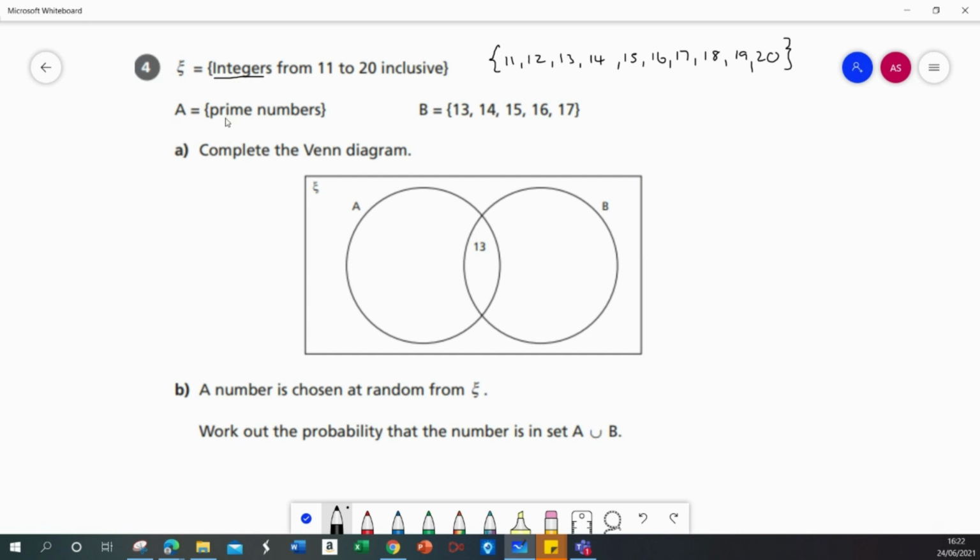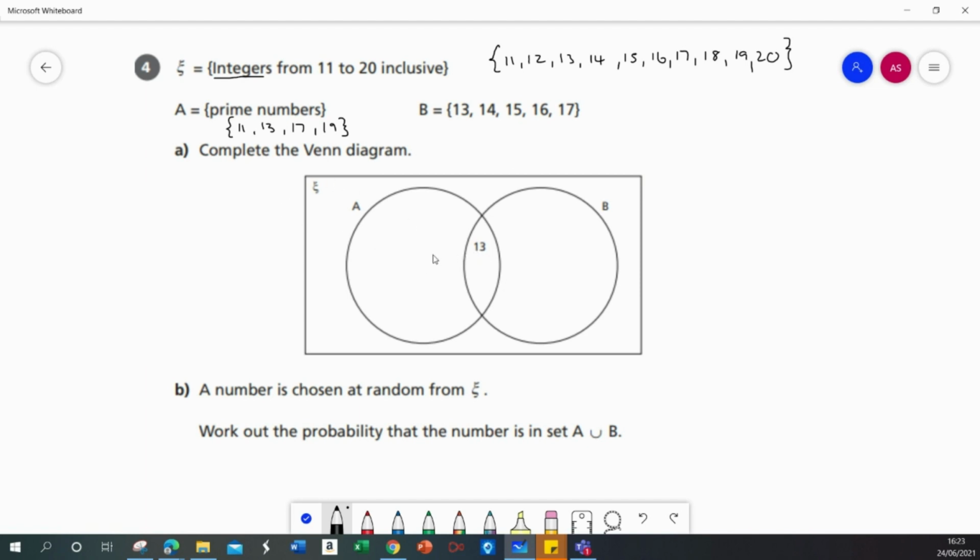So the set A includes all the prime numbers in that list. Now, prime numbers have only two factors, one and themselves. So the prime numbers from that list would be 11, 13, 17, and 19. I think it's useful to list those numbers out to make sure we include all of them in our diagram. We're told the set B includes the numbers 13, 14, 15, 16, and 17. So clearly there will be some overlap.